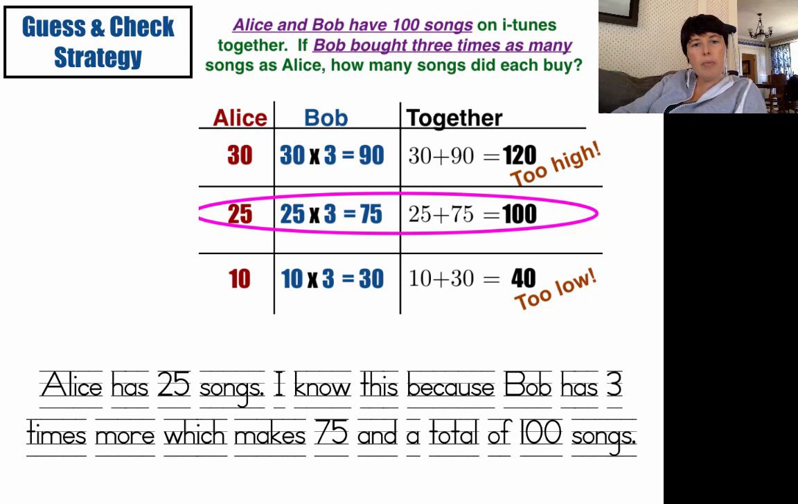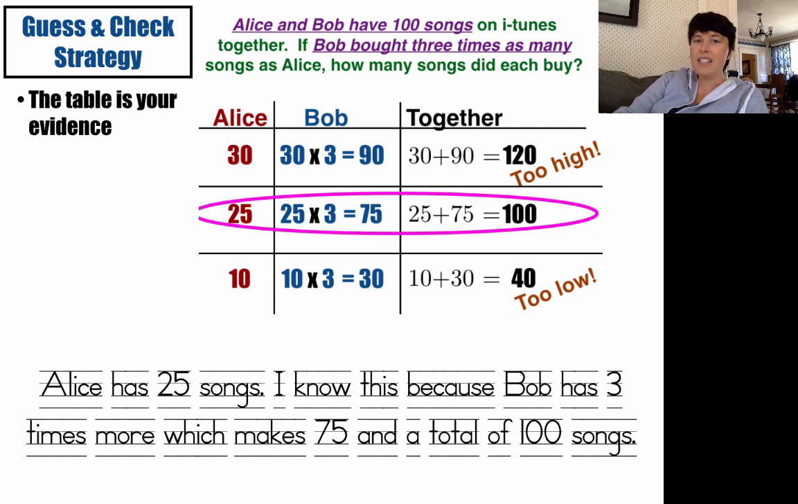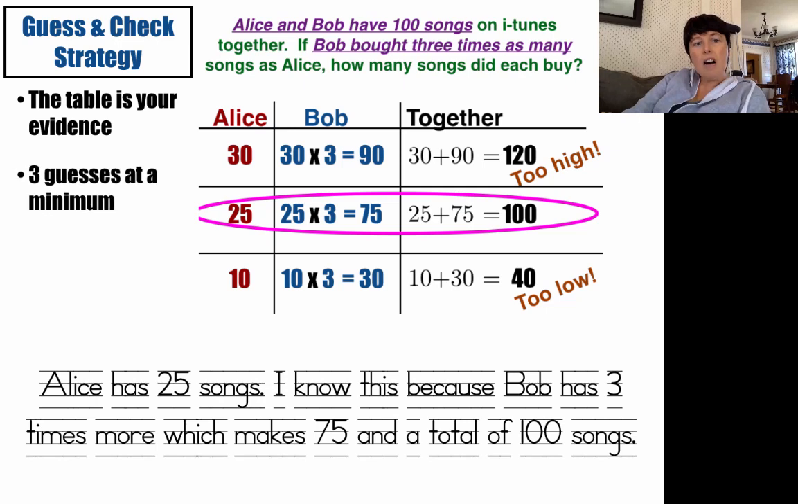So a little note, we're going to put some things down in our notebook. Guess and check strategy. First off, the table is like your evidence. It's your proof that you know what you're doing, because a lot of people like to guess and check in their head, which is fine if you're in the middle of a store and you're figuring something out on the spot. But in math class, we like to show evidence and show proof. So the table is your evidence. You should have at least 3 guesses.